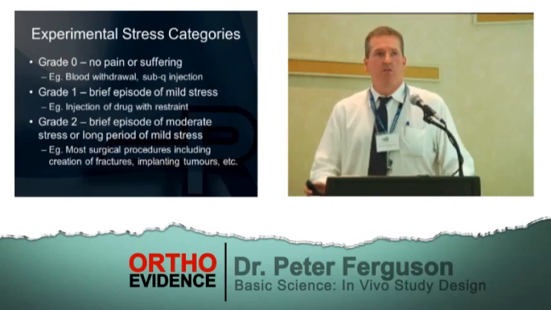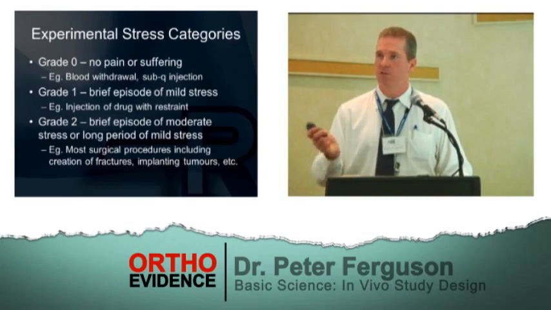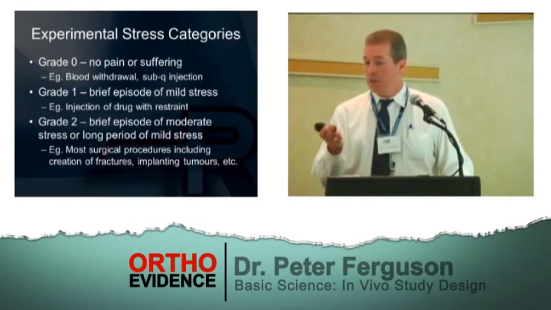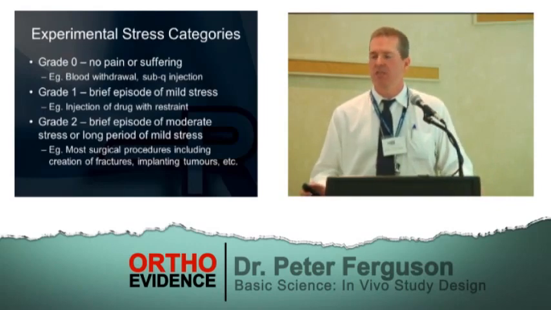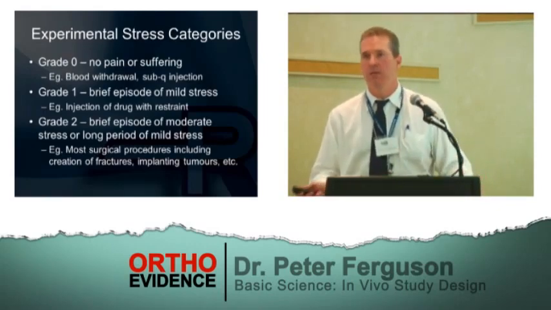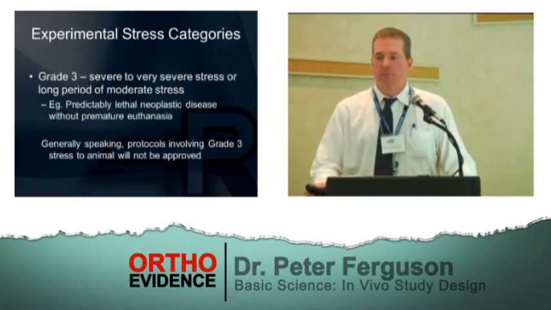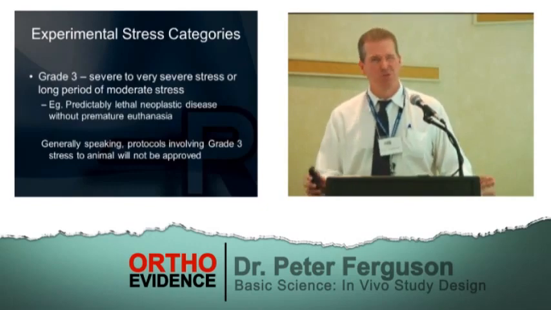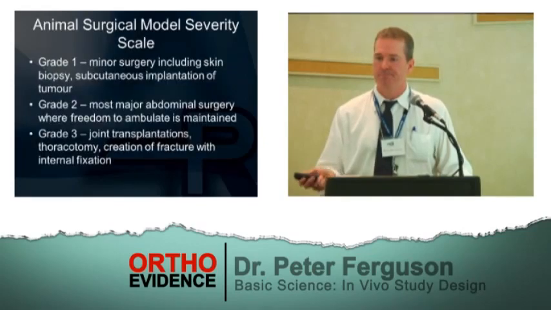There's this grading scale for how stressful your procedure is going to be. All right, from 0, no pain or suffering. You just take some blood, or you just give a subcutaneous injection, all the way up to grade 2. So creation of fractures, implanting tumors into the animal, which can cause some fairly significant stress, albeit it tends to be fairly limited in the time. Grade 3, something like you implant a tumor in an animal and you leave it there until it dies from the tumor, usually frowned upon, so usually that will not get approved by the Animal Care Committee.